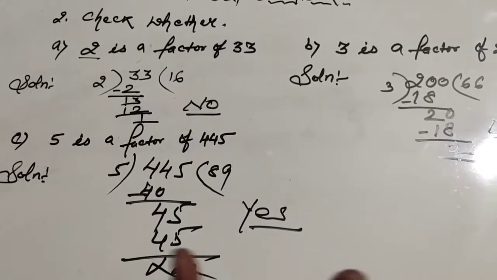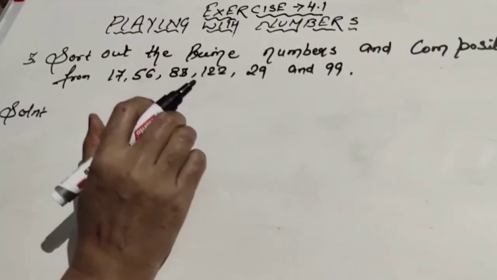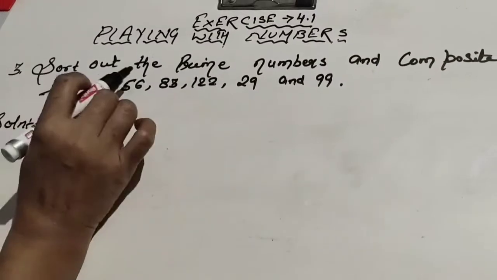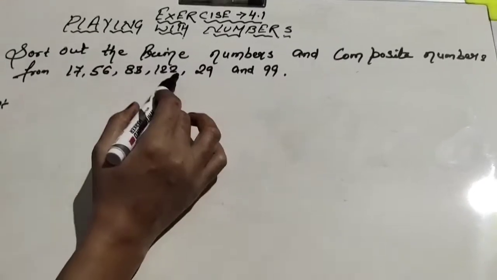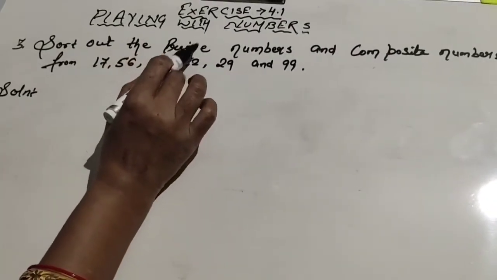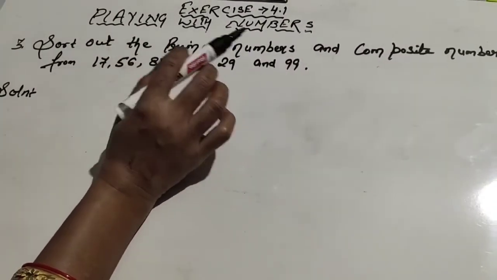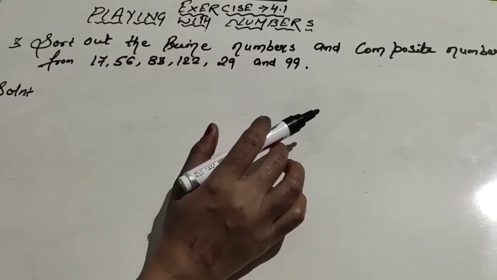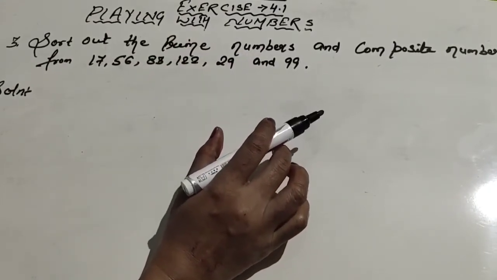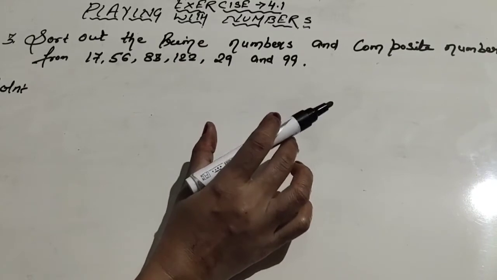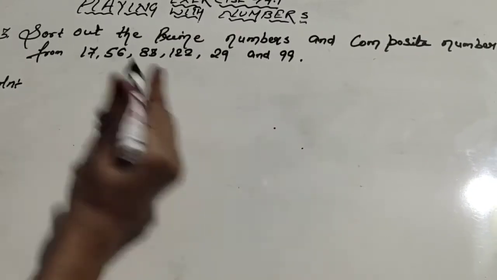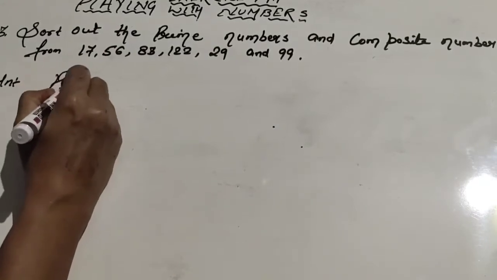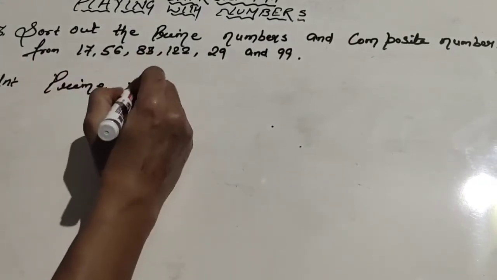Now the next question, question number 3. Sort out the prime numbers and composite numbers from these numbers. Do you know the meaning of a prime number? The numbers other than 1 having only 2 factors, 1 and the number itself, are called prime numbers. So here you have to just find the prime numbers.